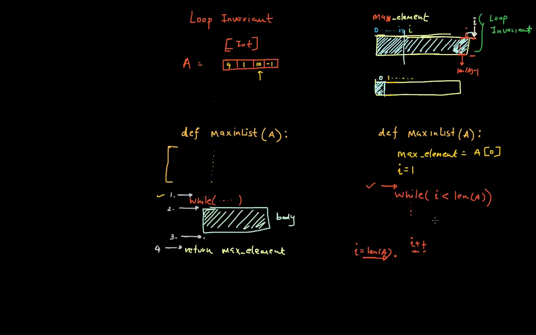What should I do in the body of the loop so that my loop invariant holds at point 2, it also holds at point 3 just after the body of the loop, and it holds at point 4 just after the loop terminates? Inside the body of the loop, the way I'm going to frame my solution now is, let's use blue here. So I'm going to say if A of I happens to be greater than max element.